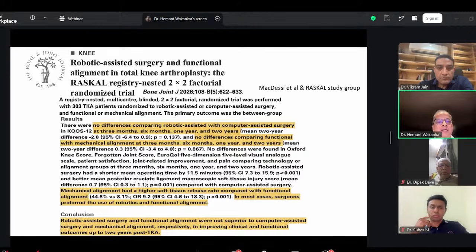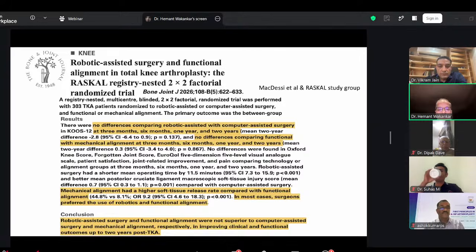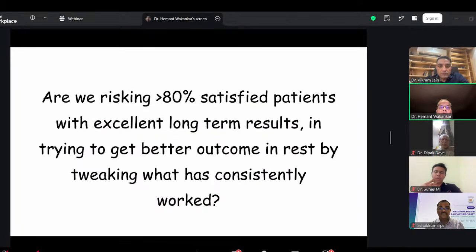There is no difference comparing functional with mechanical alignment at 3 months, 6 months, 1 year, and 2 years. Obviously, mechanical alignment had a higher soft tissue release, so surgeons would certainly tend to prefer it. But at the end of the day, I don't believe there is any paper today that has shown superiority of any one alignment technique. So the advice would be to follow what works in your hands. My premise is this: are we risking more than 80% satisfied? If you have to believe 20% as the dissatisfaction figure, I don't believe that is true. I think the figure is approximately 5%, if you ask me.